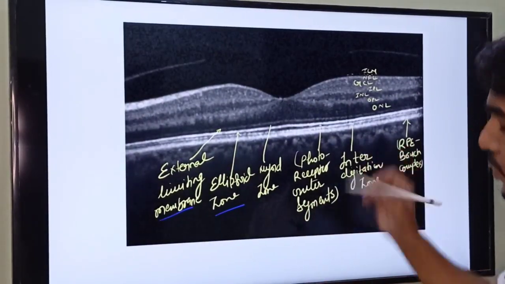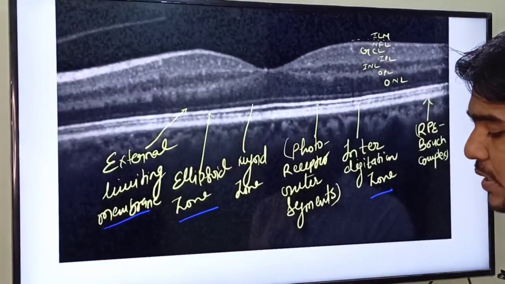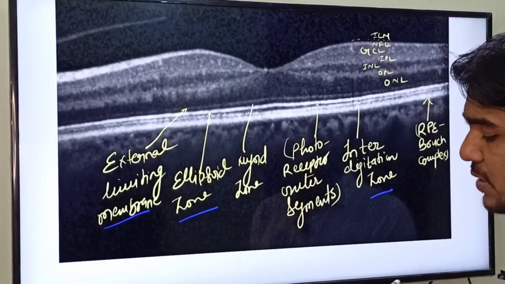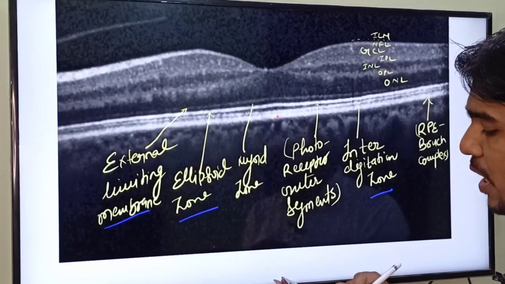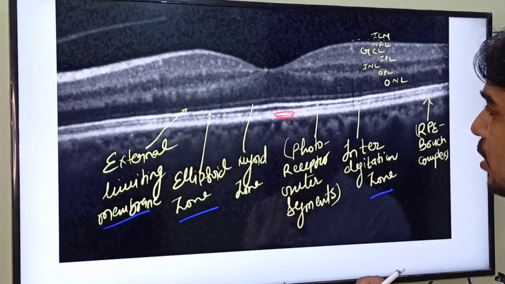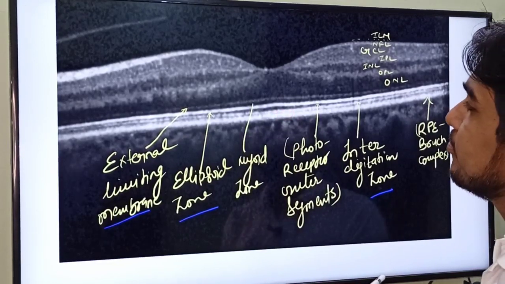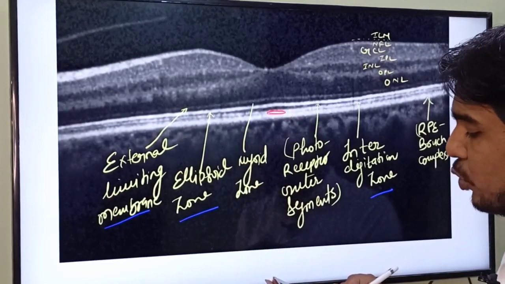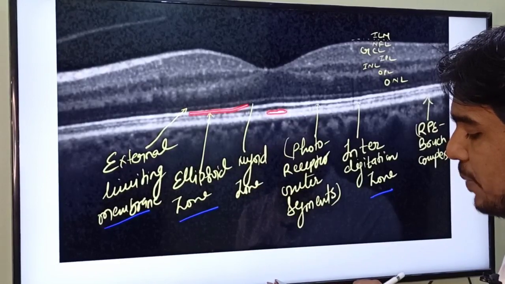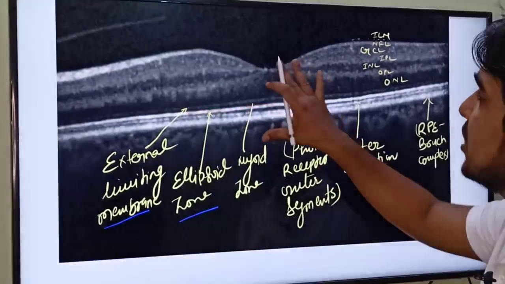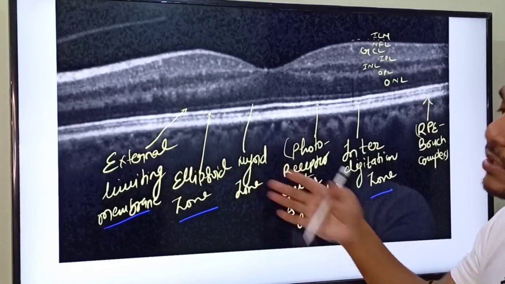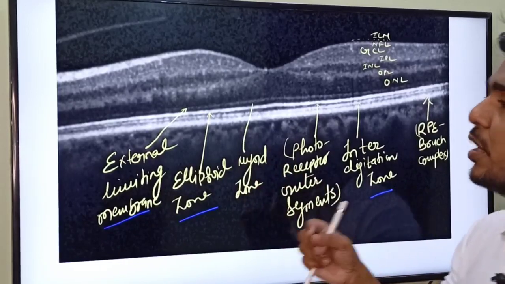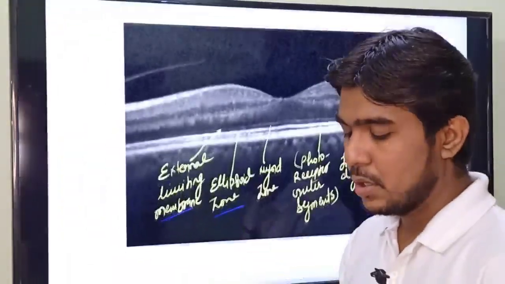You can see here, where is the RPE? This is the RPE. Where is the photoreceptor? This layer is the photoreceptor. This is the ellipsoid zone. So just take a screenshot and remember all these things. That is useful. Basically you need to remember the RPE only.